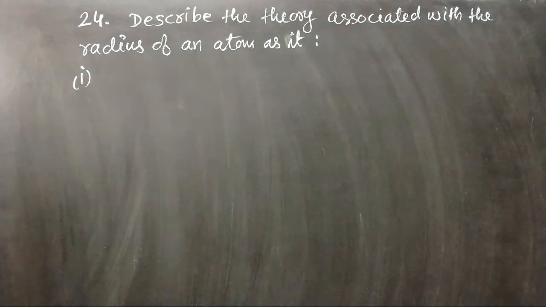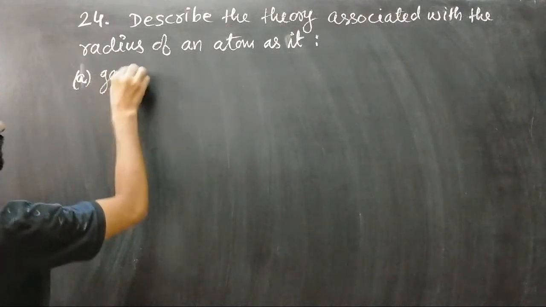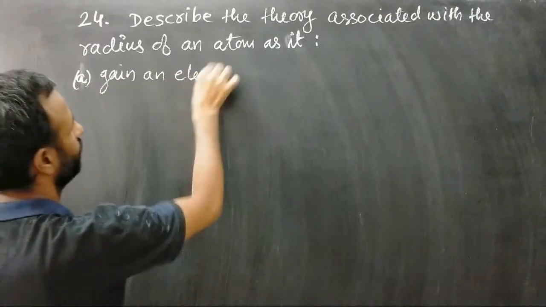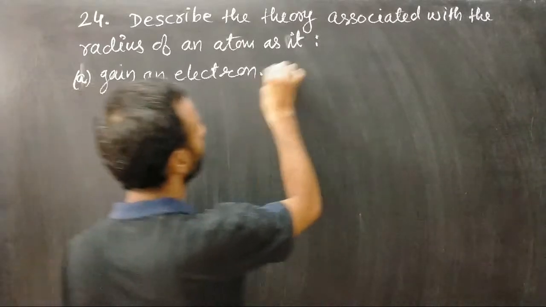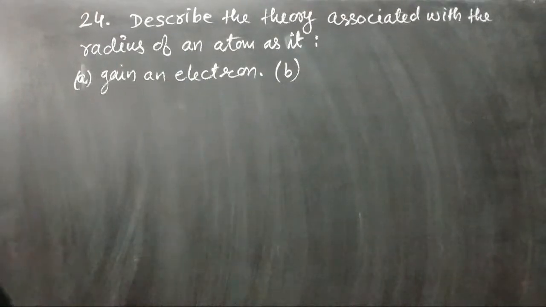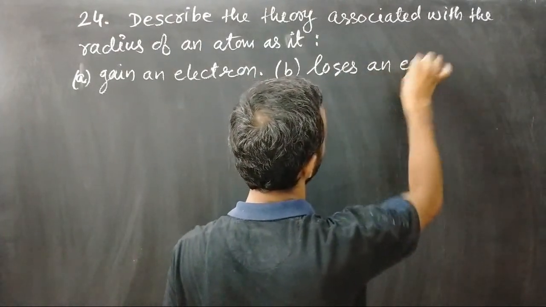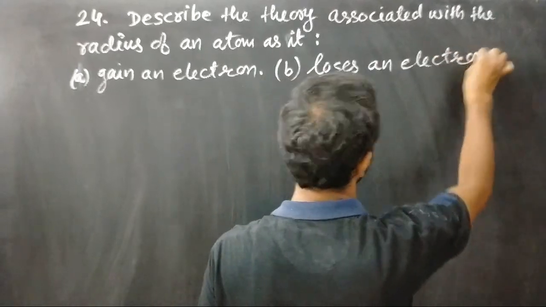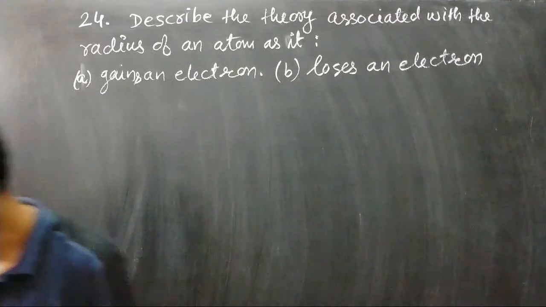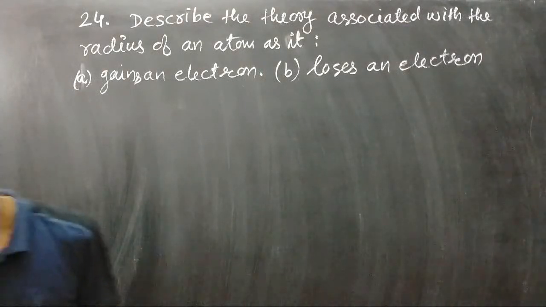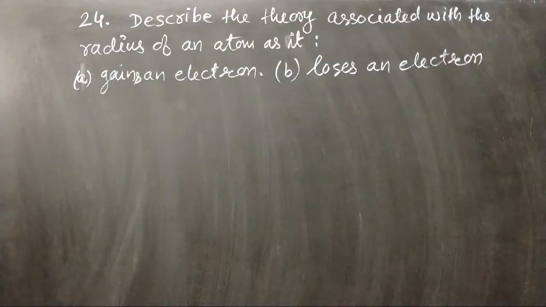A, as it gains an electron, and B, as it loses an electron. Gains an electron or loses an electron. Okay, so this is the question. So just write the answer. You can write, I know.